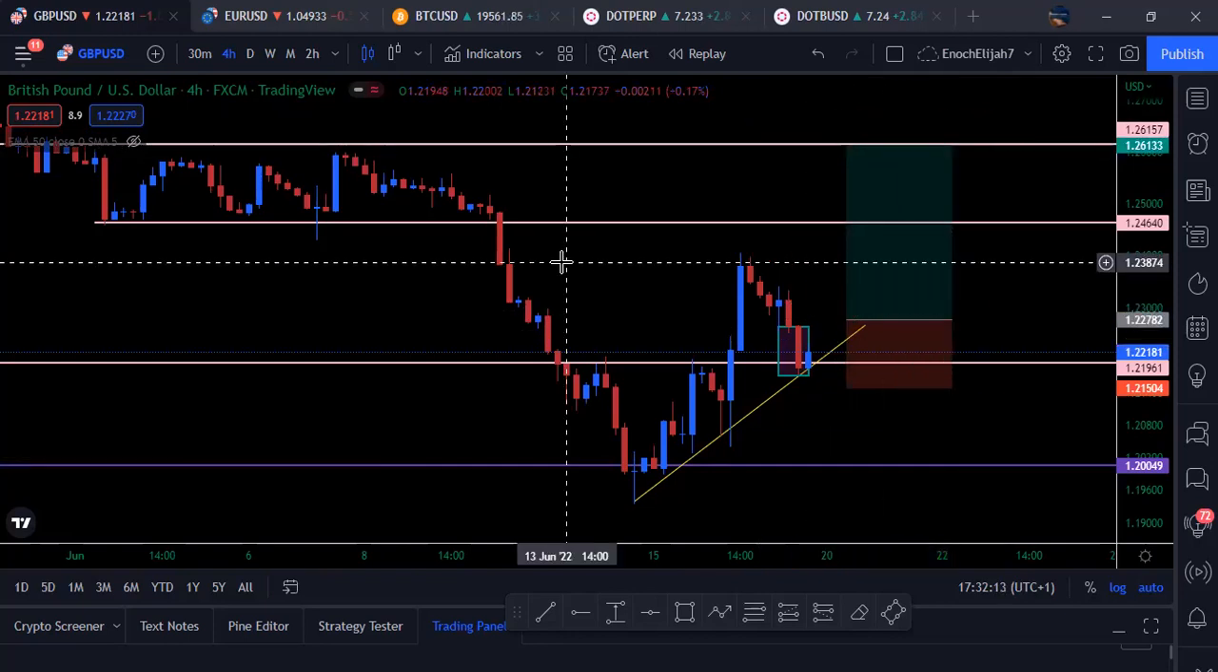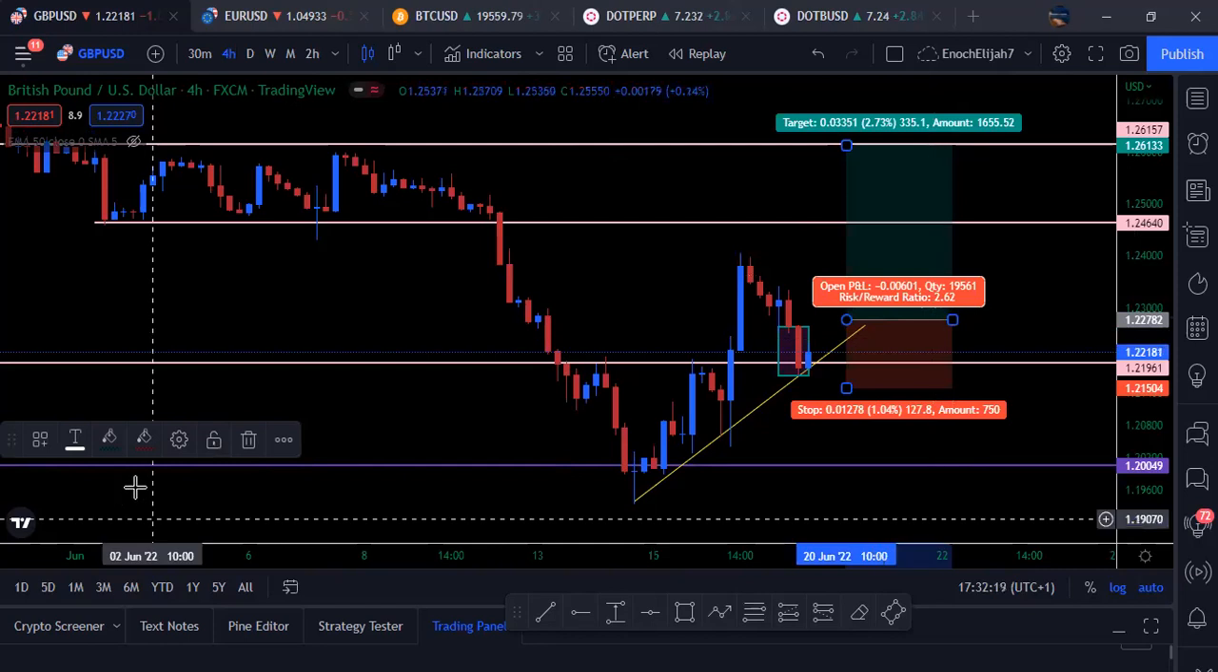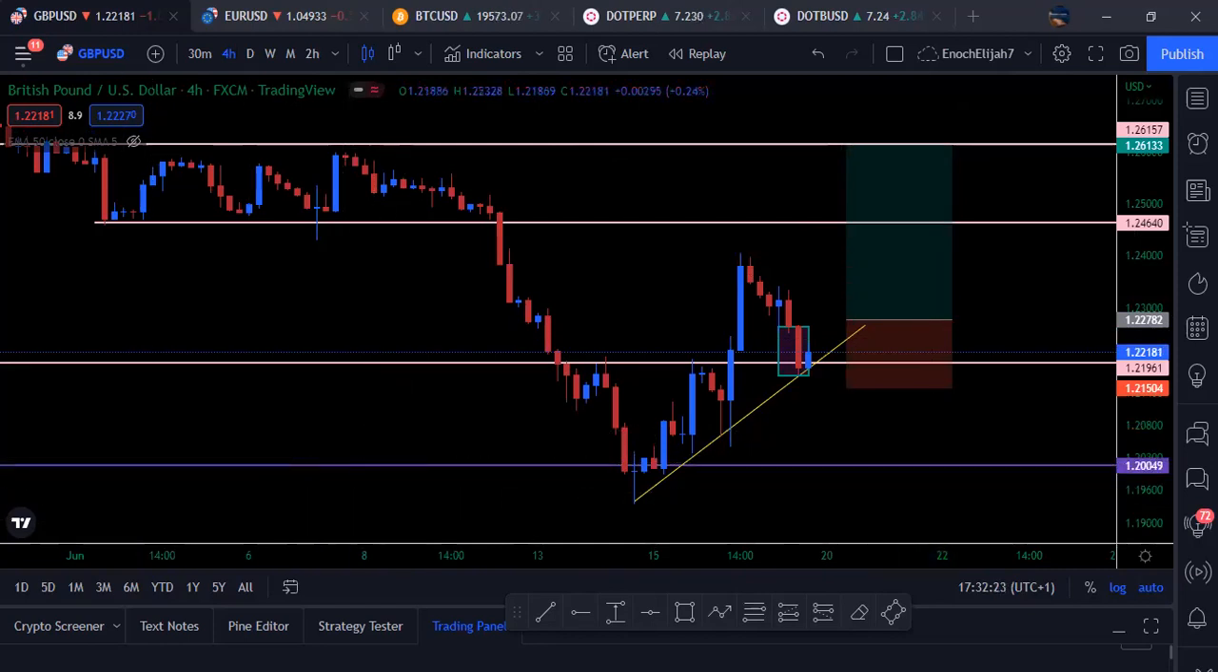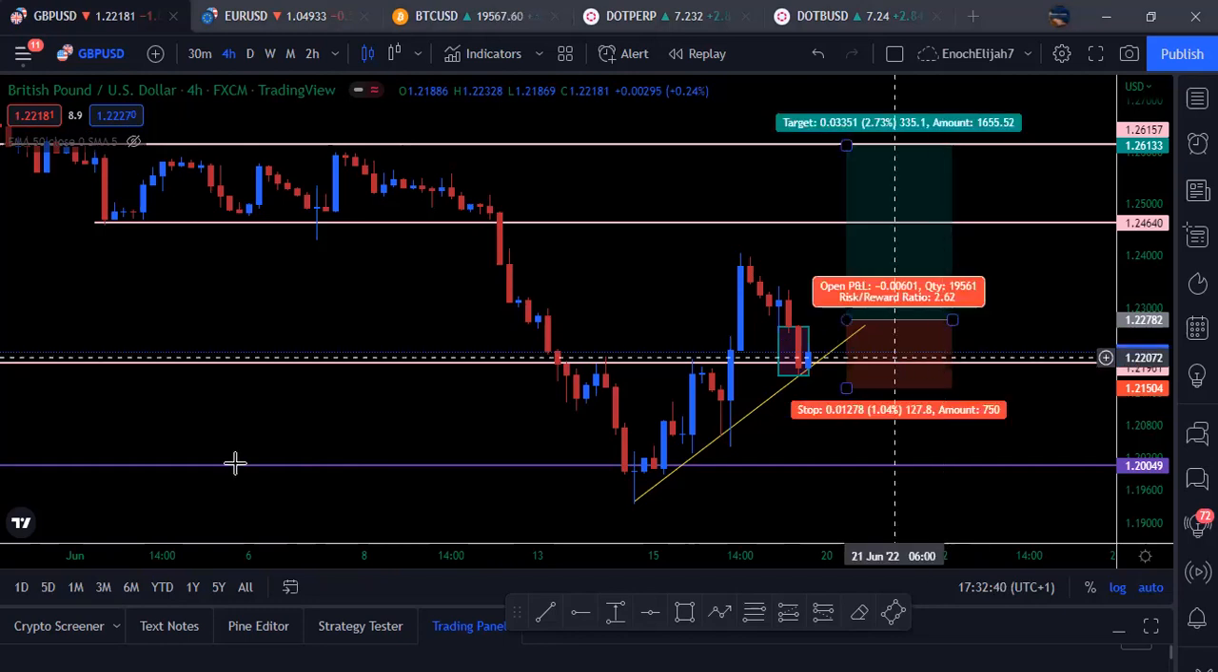So don't forget the principle: follow market structure. Is it clear enough? Follow market structure is very important. Any question, please? Any question? Okay, so no question. So let's continue.